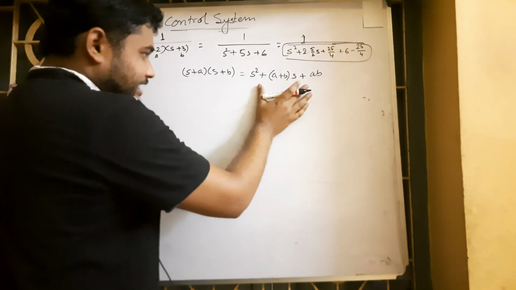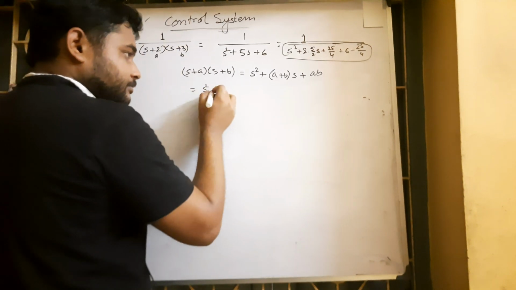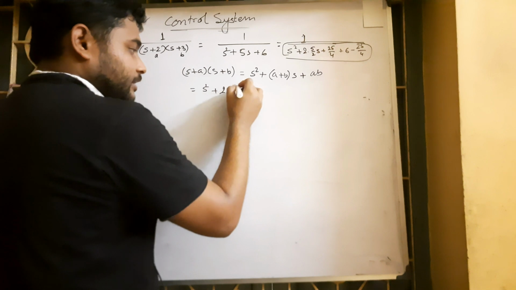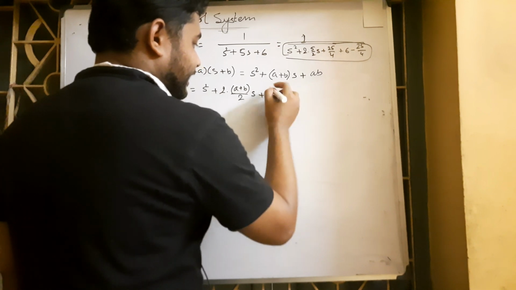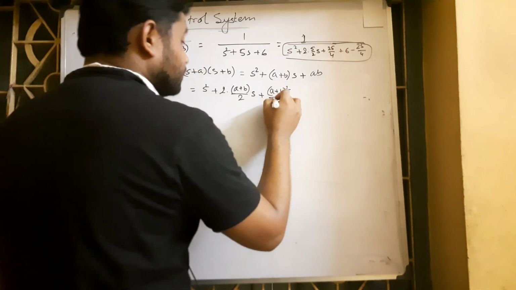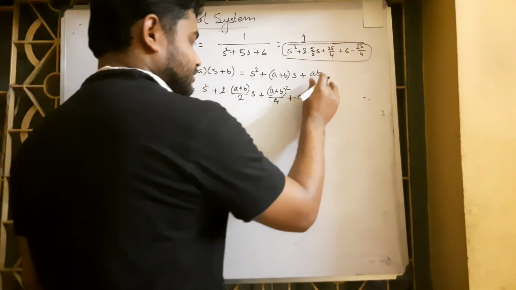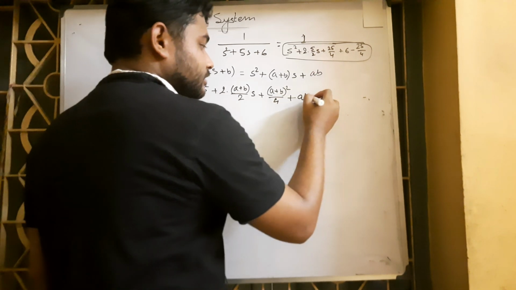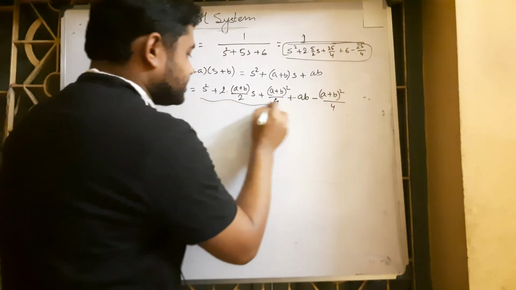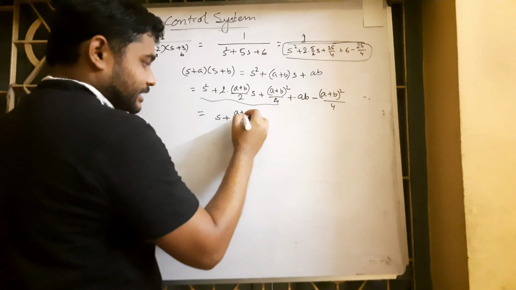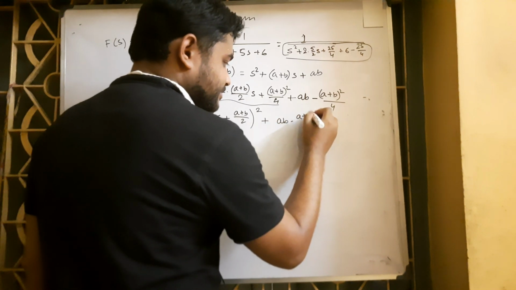Now what I am going to do is try to make it a summation of some square terms. s square plus 2 into (A plus B) over 2 s plus (A plus B) whole squared by 4, plus AB, which is already there, and this was taken extra, so this must be negated. Okay. Now this portion is giving me s plus (A plus B) by 2 whole square plus AB minus (A plus B) whole square by 4.